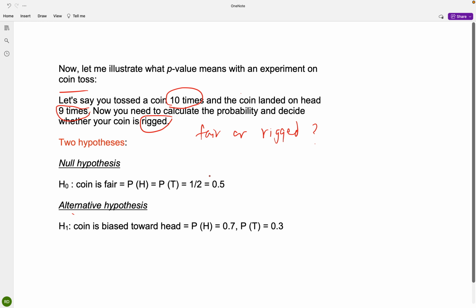So there are two hypotheses, as usual. The null hypothesis says the coin is fair: the probability of landing on head equals the probability of landing on tail, which is half or 50%. The alternate hypothesis says the coin is biased toward head. The probability of landing on head is 0.7, or 70% of the time it lands on head, and 30% of the time it lands on tails. So that is your alternate hypothesis, and let's calculate the p-value.